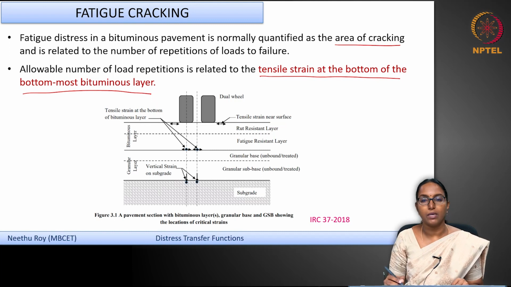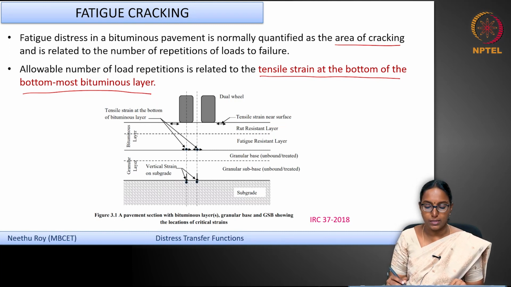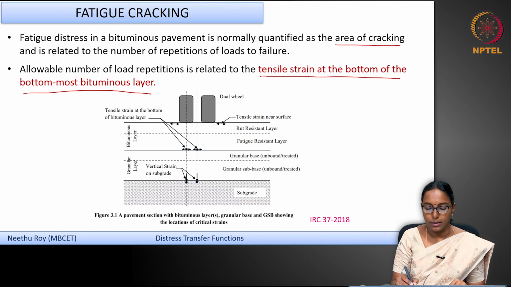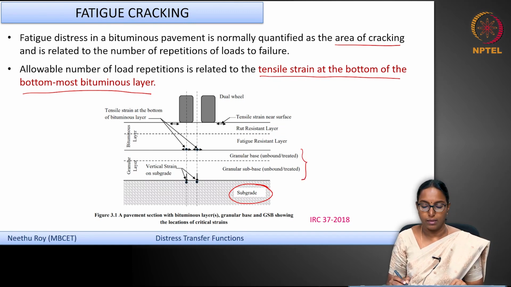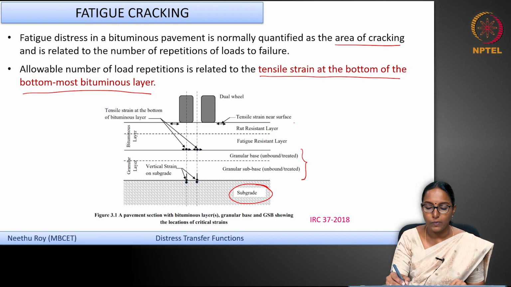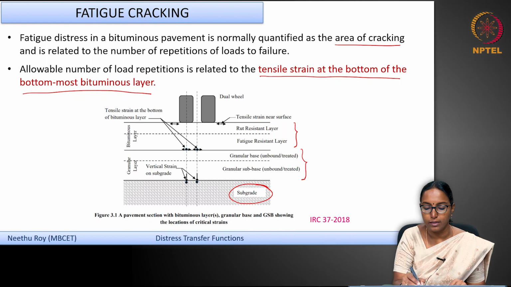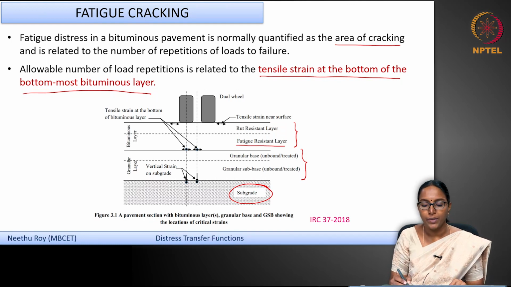So, this is a typical cross section of a bituminous pavement with granular base and granular subbase, taken from IRC 37 2018. As you can see here, the bottom layer is subgrade and the next layers are granular layers, which are your subbase and the base, and the top layers are the bituminous layers. You have two layers here. The bottom is here termed as a fatigue resistant layer and the top one is termed as a rut resistant layer.